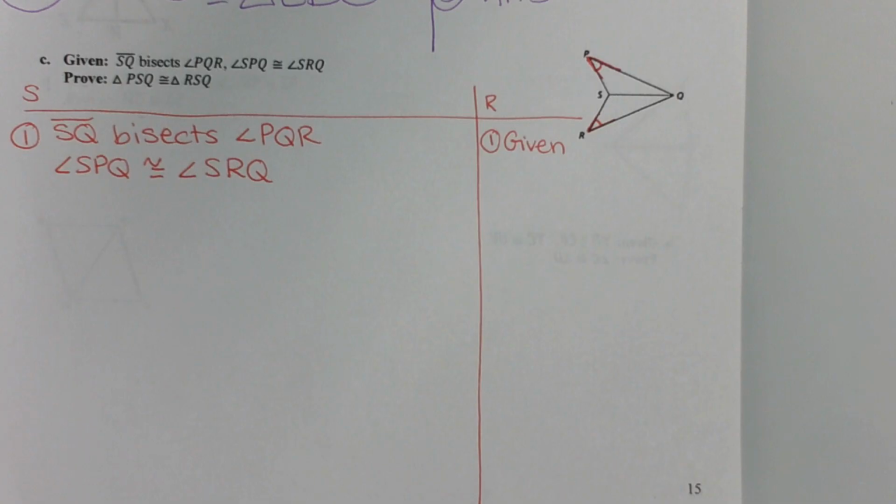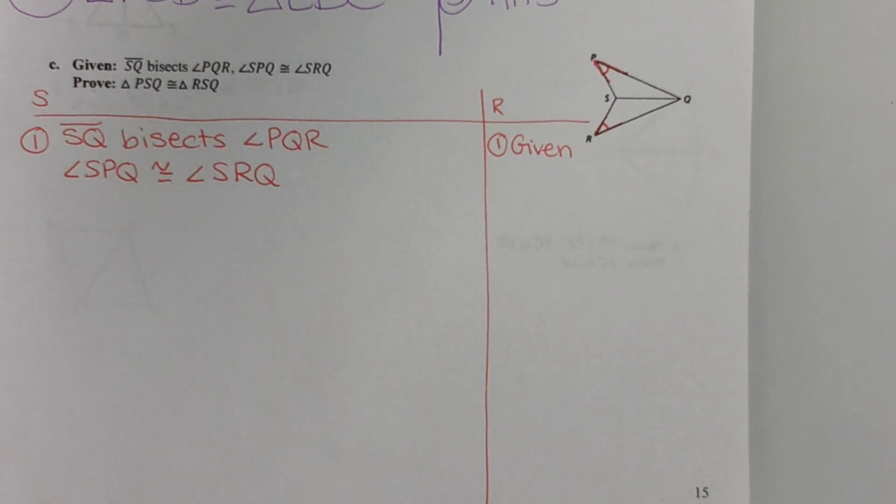Got one congruent down. How many do I need in these proofs again? 3. Angle, side, angle, side, angle, side, angle, angle, side, side, side, side. All of them require 3 congruents. So, I see a word. I see a word, bisect.